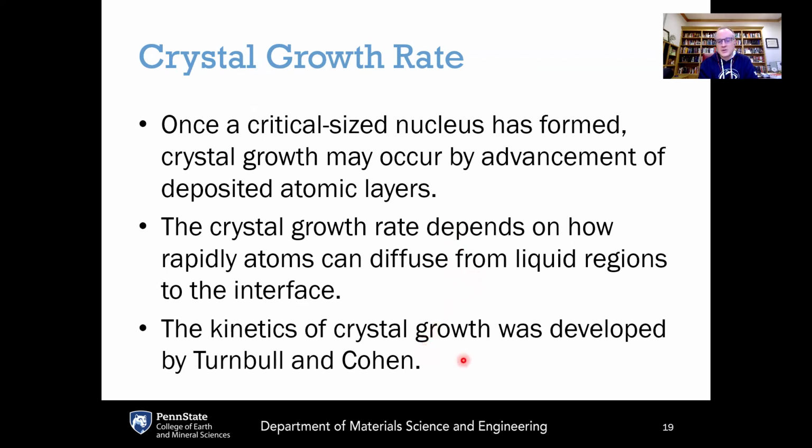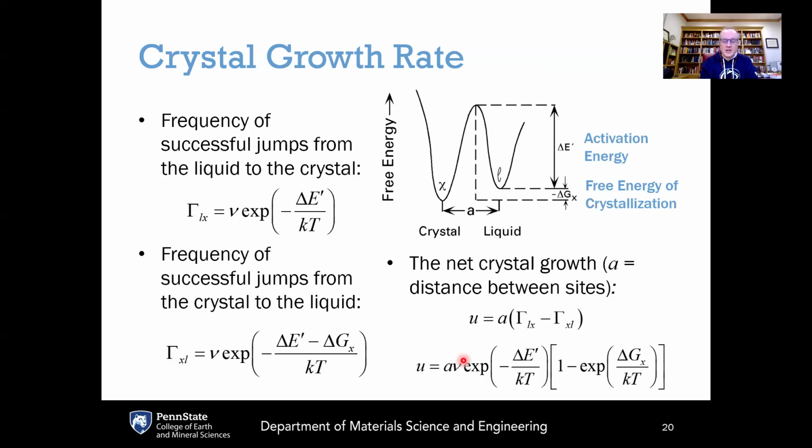And the kinetics of crystal growth was originally developed by Turnbull and Cohen, and it is a relatively simple model that is based on a double well potential, where we've got the free energy here on the y-axis, and the atomic position here on the x-axis. Let's consider that you've got a crystal position here labeled X, and there's a liquid position for the atom labeled L, and the distance between the liquid and the crystal here, so the barrier that it has to cross, or this atomic bonding distance here, is A. The distance between the sites here is A.